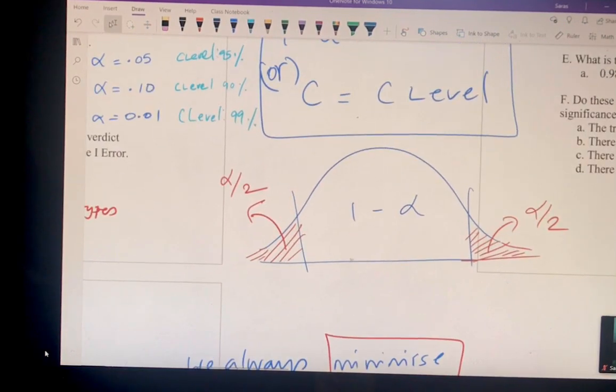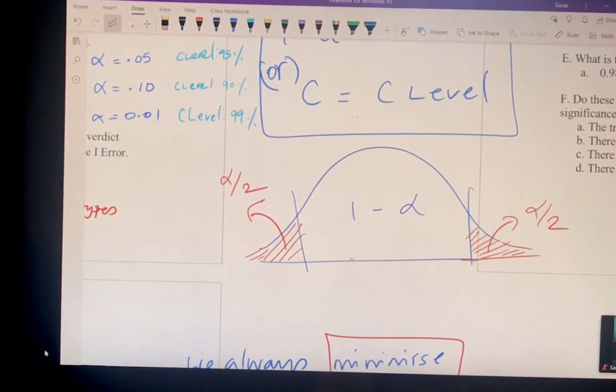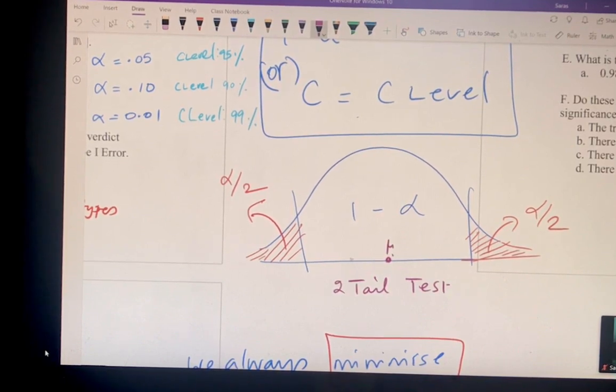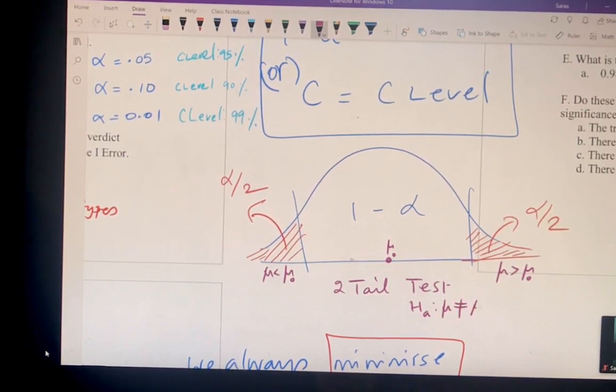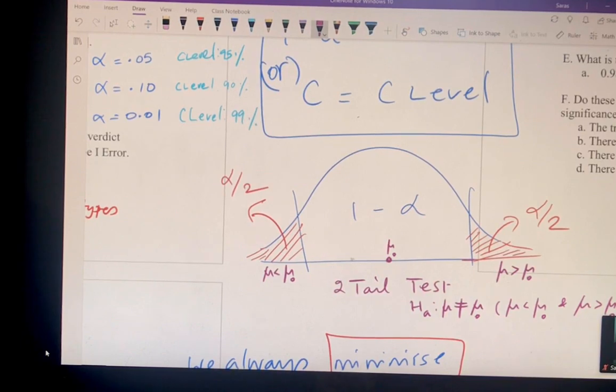This is how alpha over 2 is going to be if it is a two tail test. So for the two tail test, this is what you are going to be having. This is going to be the center, mu sub 0, this is going to be mu less than mu sub 0, and this is going to be mu greater than mu sub 0. For the two tail test, I told you that your alternative hypothesis is mu not equal to mu sub 0, which includes both mu less than mu sub 0 and mu greater than mu sub 0. That means the area is going to be given on both ends.